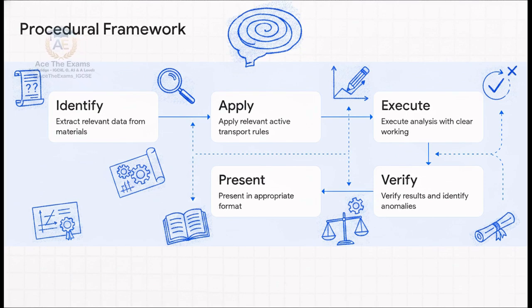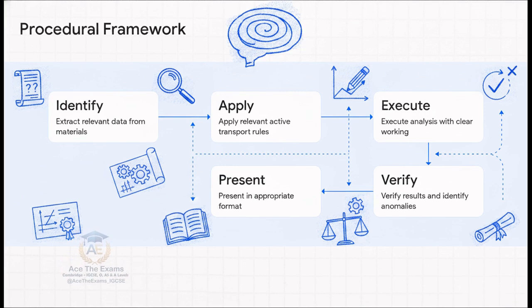Let's break it down. Step 1, identify the key elements. You need to deconstruct the question and extract the relevant data from the stimulus materials. Step 2, apply the relevant principles of active transport. Step 3, execute your analysis with super clear working and correct notation. Step 4, verify those results and spot any weird anomalies. And finally, Step 5, present your findings in the appropriate format using the absolute correct terminology.